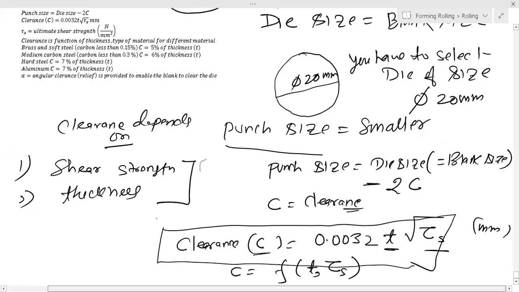So it is very clear from this empirical relation. Higher the thickness, higher the clearance. Higher the shear strength, higher the clearance, meaning harder the material, bigger the clearance, thicker the material, higher the clearance. You have to put thickness in millimeter and shear strength in Newton per square millimeter. Finally, it will give you millimeter.